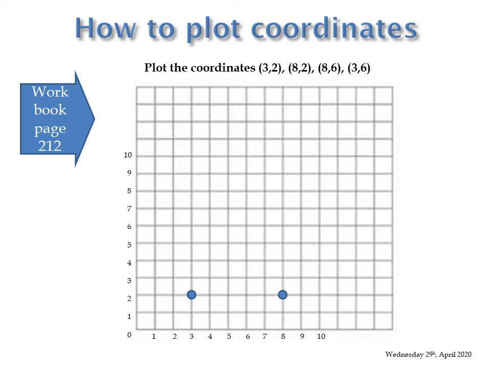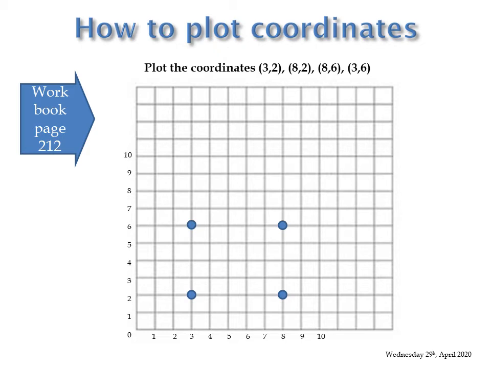The next one is coordinates 8, 6. 8 from the horizontal axis and 6 from the vertical axis. Let's connect it. Where will it be? Over here, 8, 6. All right, and finally we have 3, 6. 3 from the horizontal axis. Let's connect it to 6 on our vertical axis. Look at what we have.